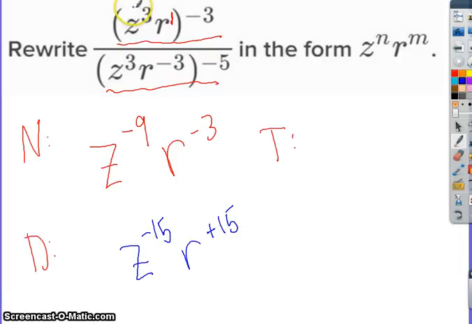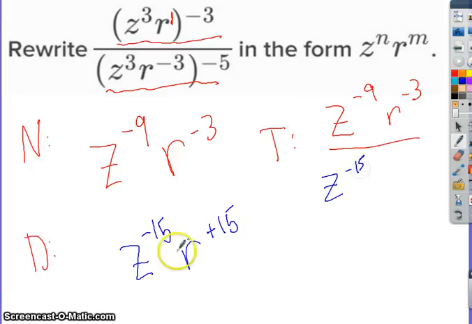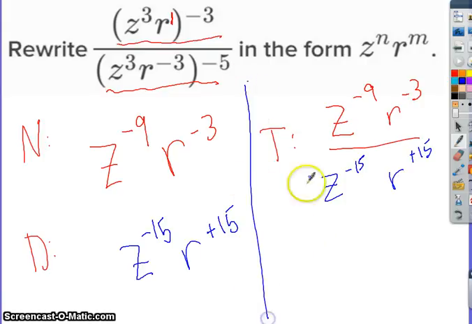All right, so now that I've done everything on the numerator and everything on the denominator, I'm ready to put them together. Z to the negative 9th, r to the negative 3rd, divided by z to the negative 15. I'm pulling it from right here, the denominator, r to the positive 15. And now you're going to use rule number 2 to figure out those exponents. And I find it best, this is the step that I am going to write down when I'm subtracting, negative 9 minus, down here, negative 15. And that's a keep, change problem.